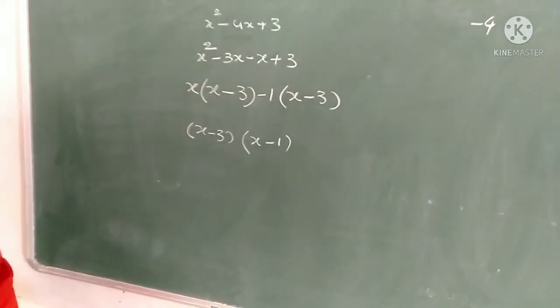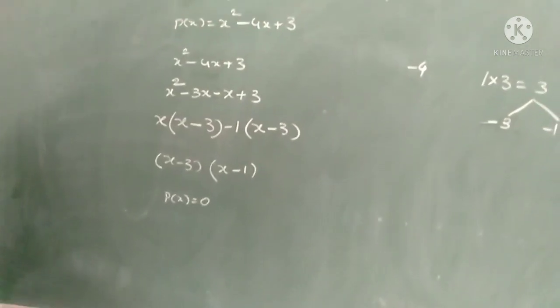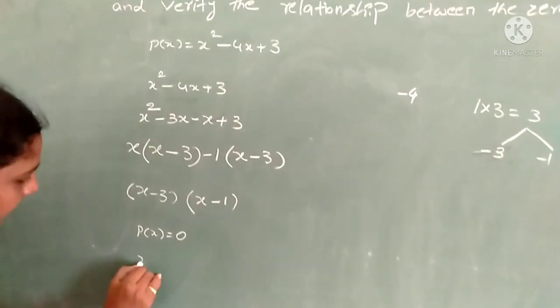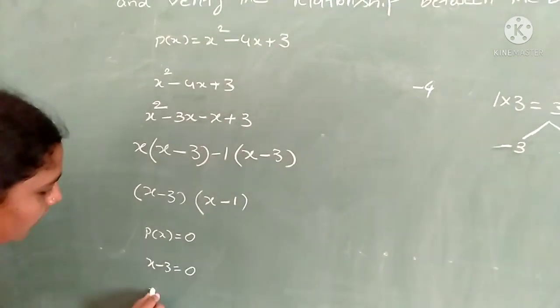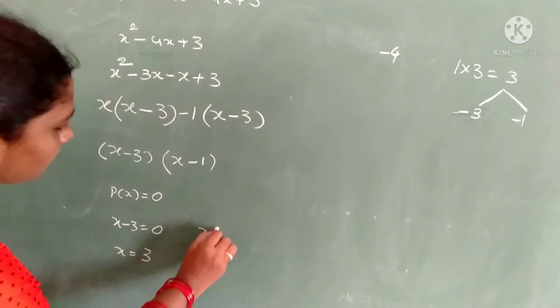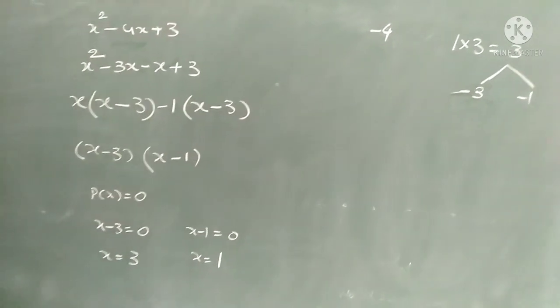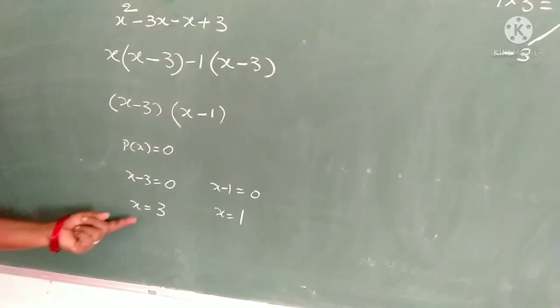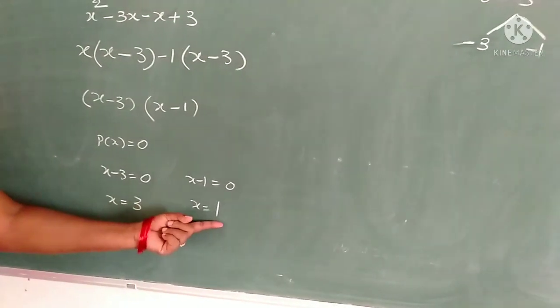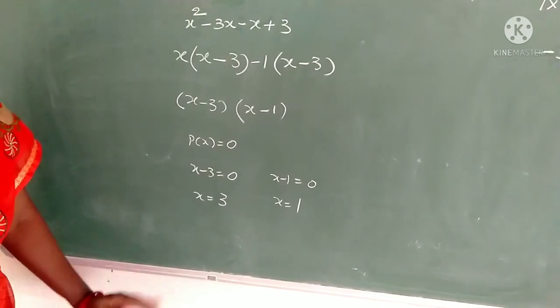x minus 3 into x minus 1. p of x equal to 0. When x minus 3 equal to 0, x equal to 3. And x minus 1 equal to 0, x equal to 1. So, we find the two zeros, x equal to 3 and x equal to 1. So, 3 and 1 are the two zeros of the polynomial.